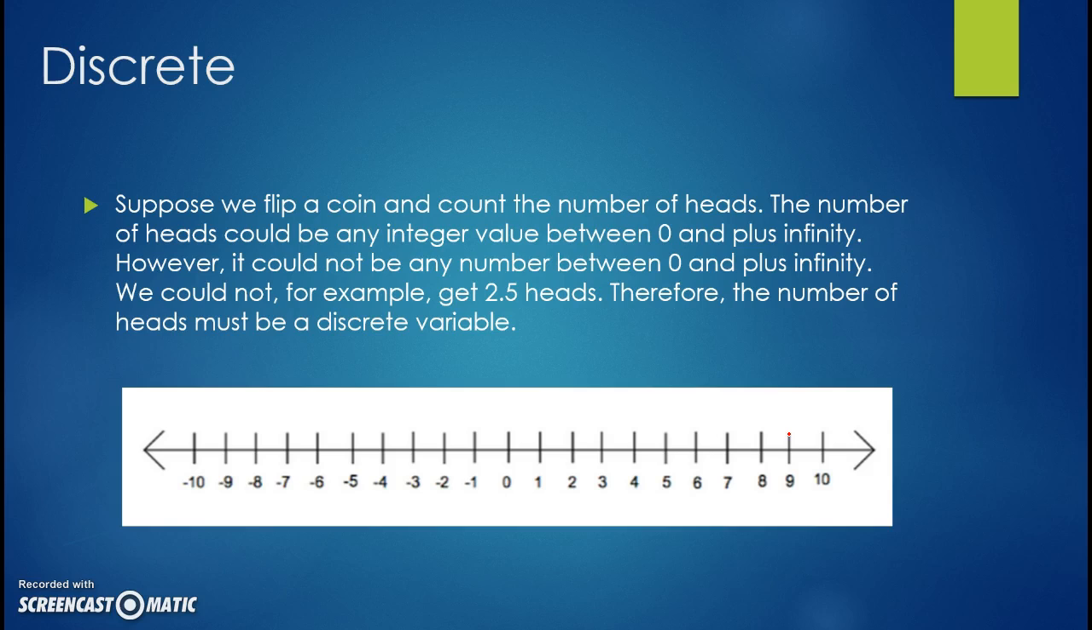Suppose we flip a coin and count the number of heads. The number of heads could be any integer value between 0 and plus infinity. Because plus infinity, technically you don't have to stop flipping the coin. However, it could not be any number between 0 and plus infinity.